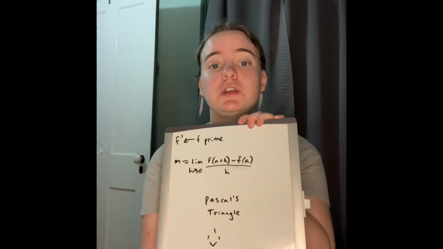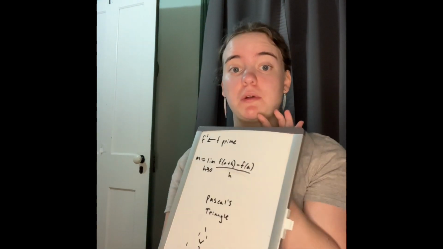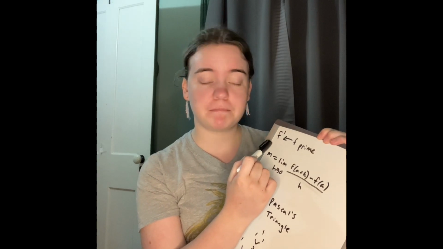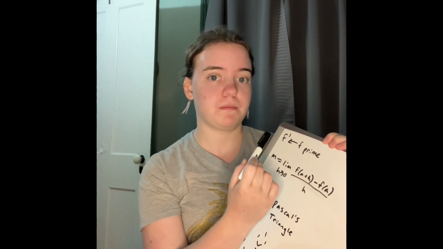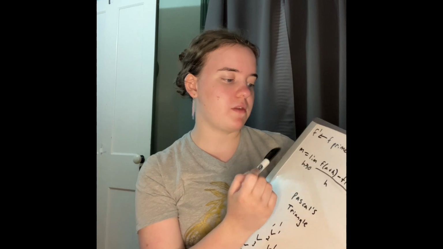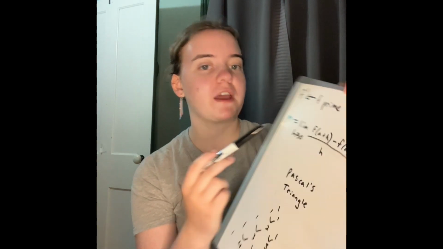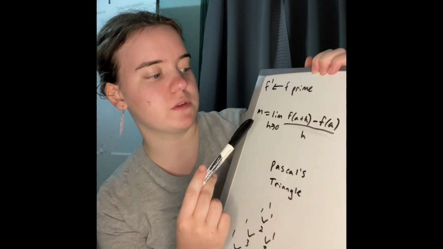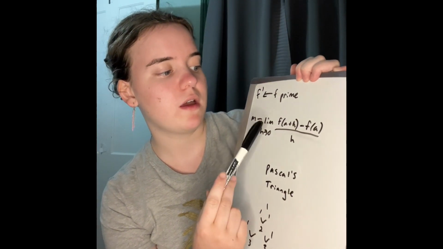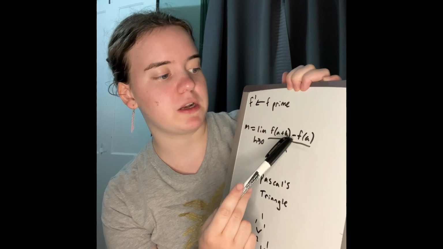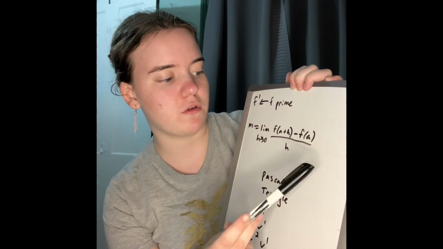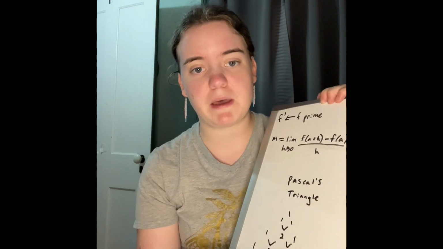But here are some basic things we need to know before we jump into a question about limits and finding the derivative using limits. So f'(1) is f prime. That's just a symbol for the derivative. And then this is the equation we use when finding limits. So the slope equals the limit as h approaches 0 of (f(a + h) - f(a)) over h. And we have to use Pascal's triangle to expand when this is squared and so on, (a + h). It's the best way to find it.